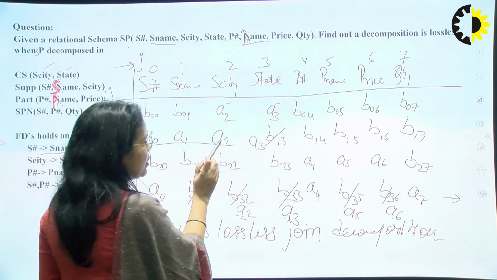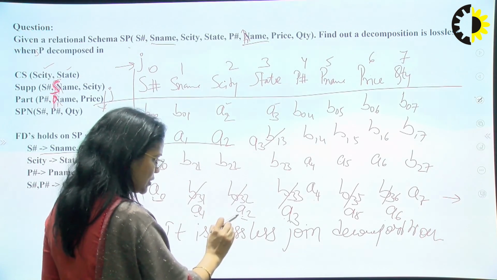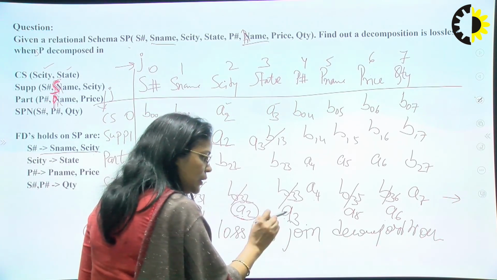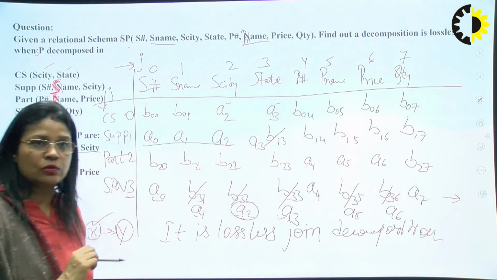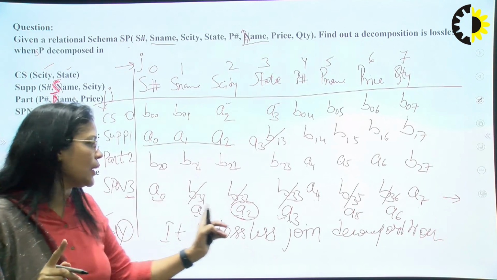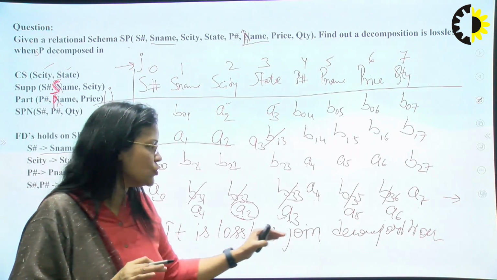And here also we have A2, so we can determine A3. So if we have A2, by crossing them again, we can check that we have this A2, then we can write A3 here also. So in this way, we get a row which has all A values. So we conclude that it is a lossless join decomposition.